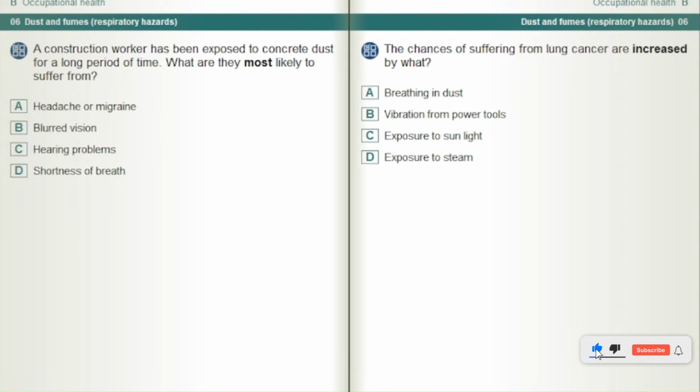The chances of suffering from lung cancer are increased by what? Breathing in dust, vibration from power tools, exposure to sunlight, exposure to steam.